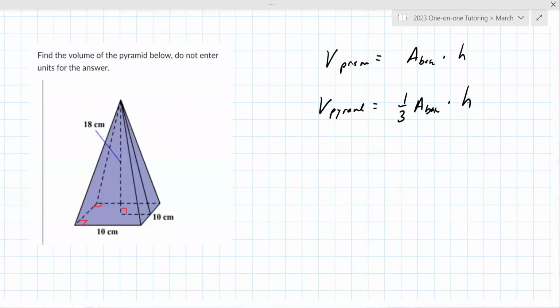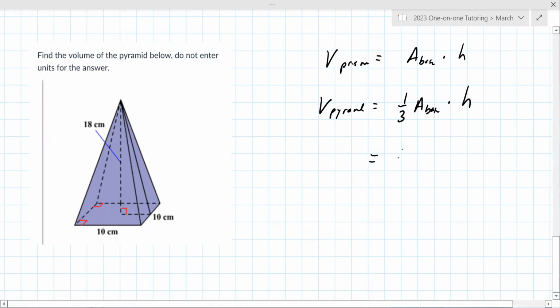All right. So I do 10 times 10, which is 100. 100 divided by 3 times 18. 600 centimeters cubed. Very good.